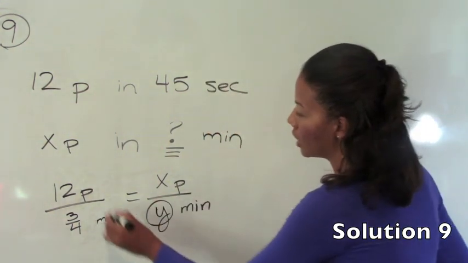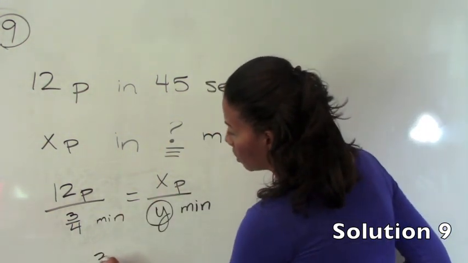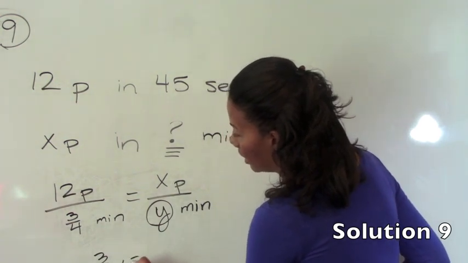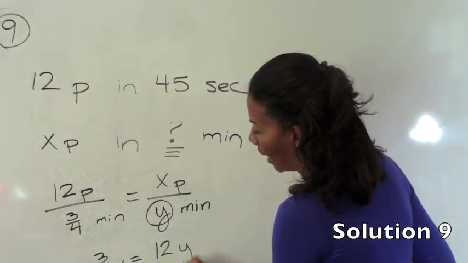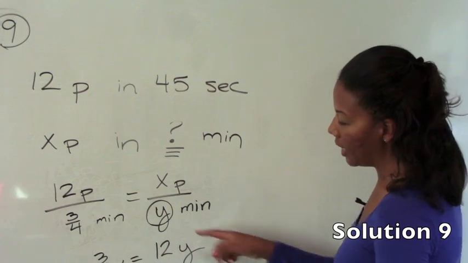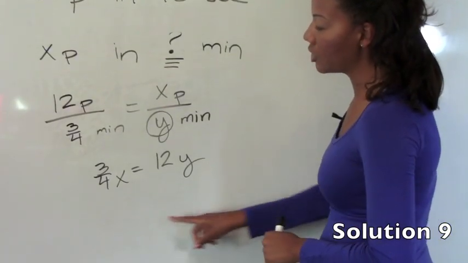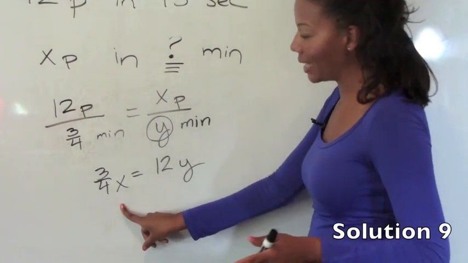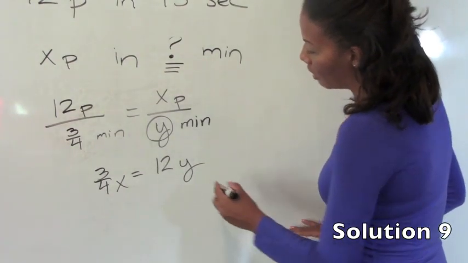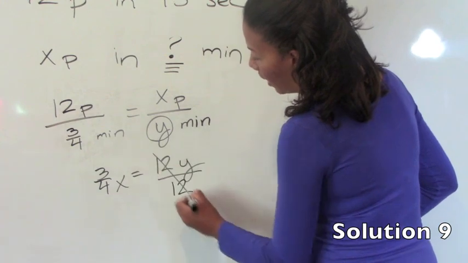And now I can cross multiply. So I get 3/4 x equals 12y. So again, I want to solve for y in this case. If you look at our answer choices, our answers are in terms of x, which is a great sign. So we're going to divide both sides by 12 to figure out what y is.